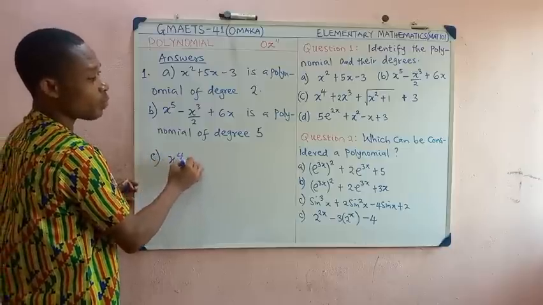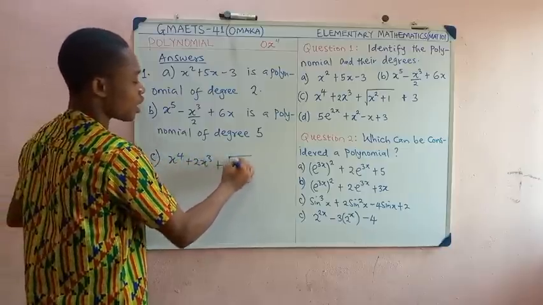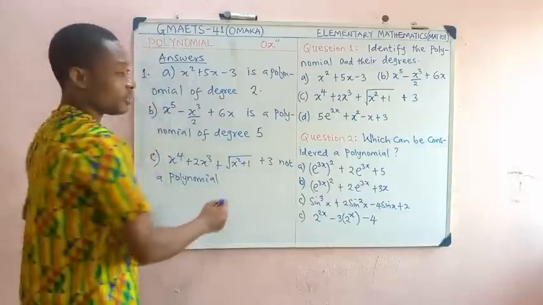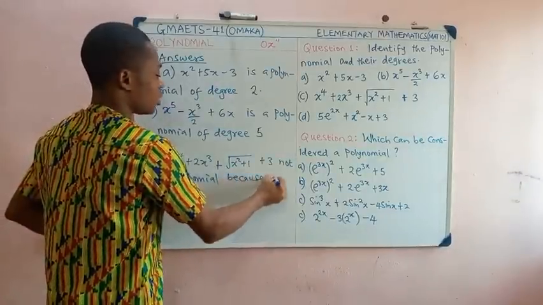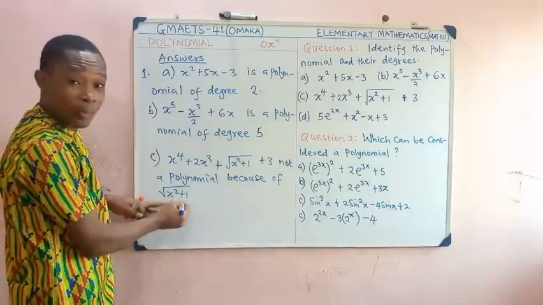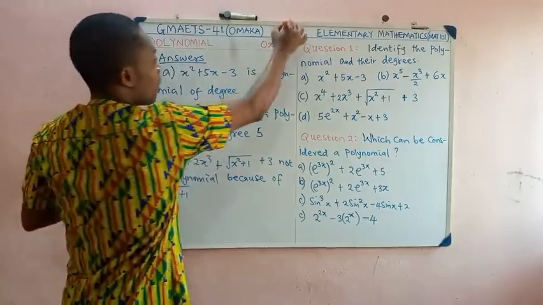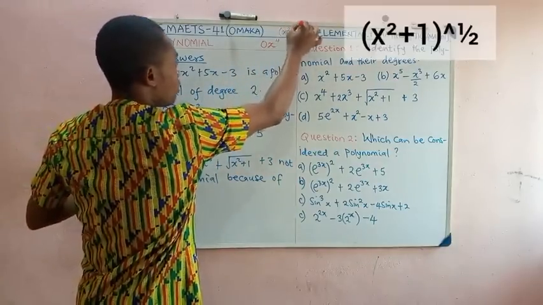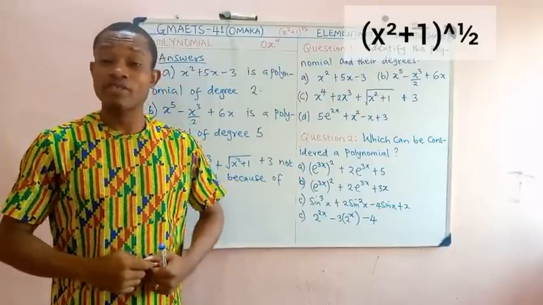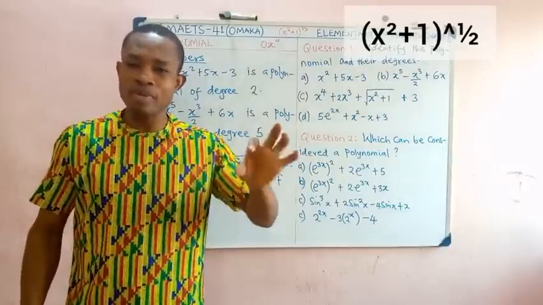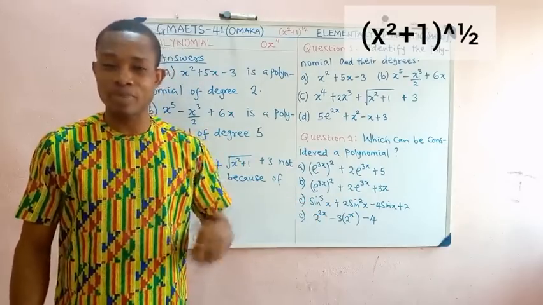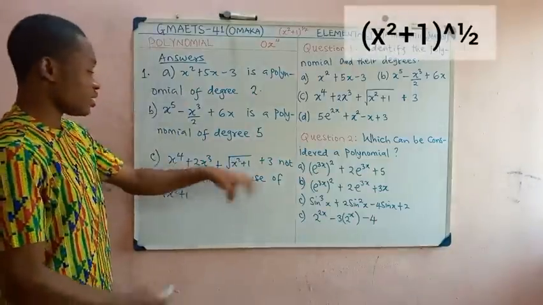c, x raised to the power 4 plus 2 x raised to the power 3 plus square root of x squared plus 1, then plus 3. Not a polynomial. Why? What's the reason? Because of the square root of x squared plus 1. You see, the square root of x squared plus 1 is the same as writing x squared plus 1, everything raised to the power half. Square root means raised to the power of what? 1/2. That's 1 over 2. And you know that the powers of the variable are not expected to be what? A fraction. It's also not expected to be a negative integer if it must be a polynomial. So this is why this expression is not a polynomial.